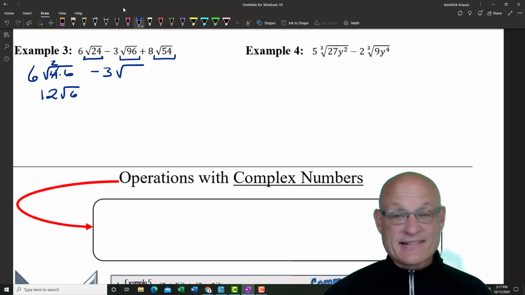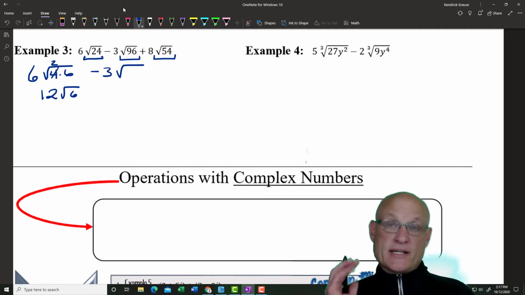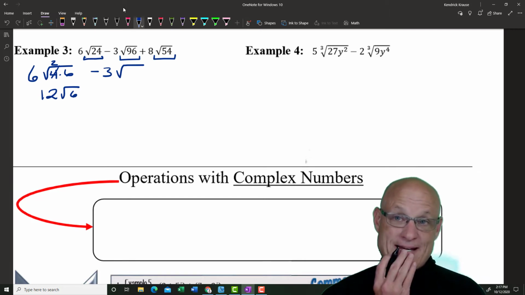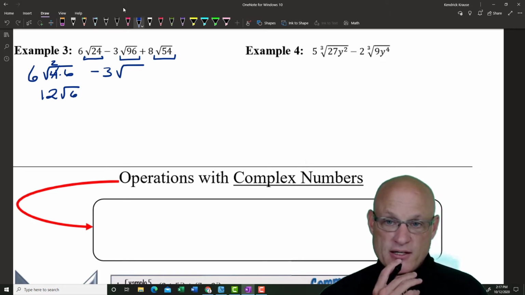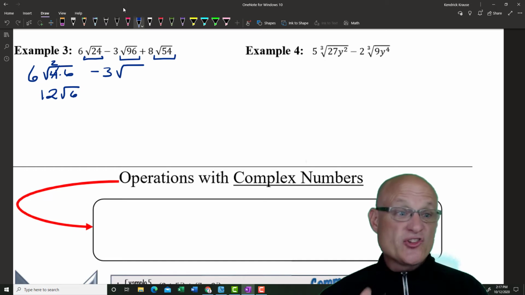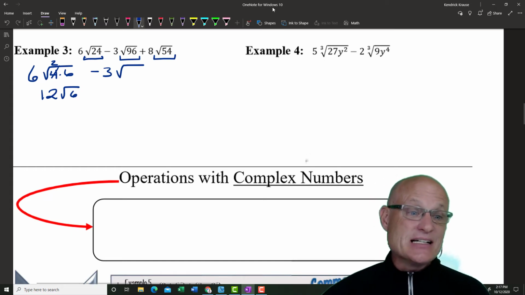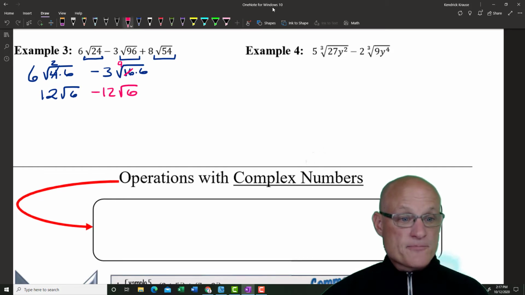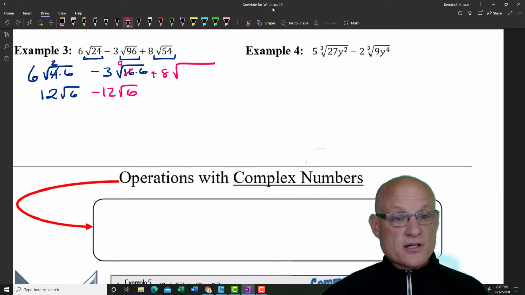Now, 96 is a little bit troublesome. Cut 96 in half, you get 48. So the first perfect square under 48 is 36, doesn't go in. Then 25 doesn't go in. 16 does. If you check, 16 goes in 6 times. So 16 times 6. The square root of 16 is 4. So this becomes minus 12 square roots of 6 plus 8 times 54.